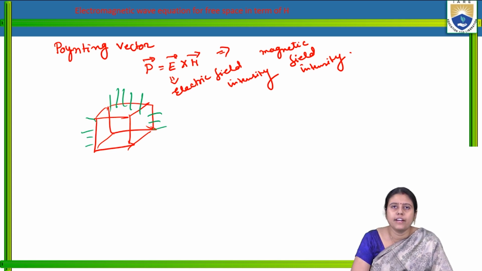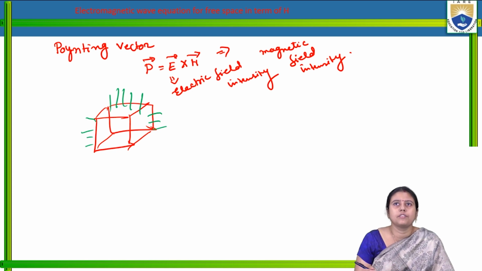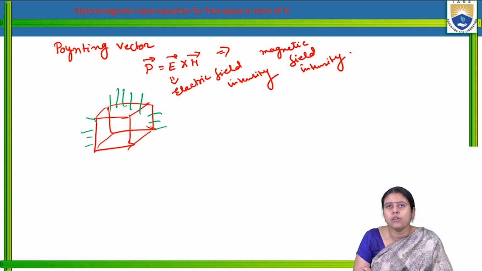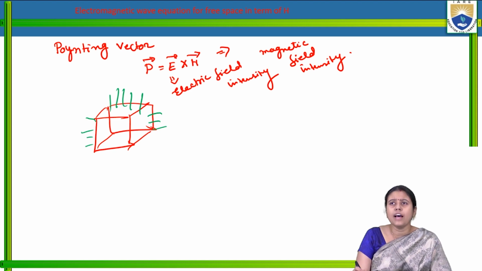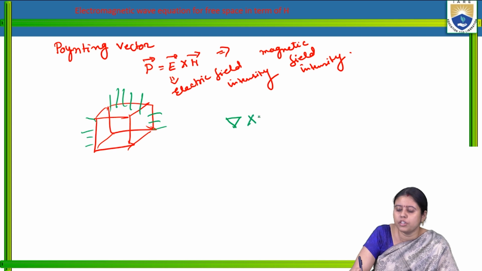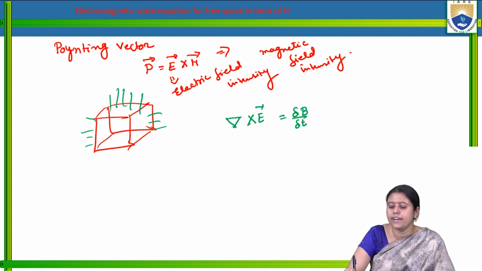The Poynting vector is very important in the case of the electromagnetic wave equation. Now, how do we prove the Poynting equation? The Poynting equation can be proved using Maxwell's equations again. In Maxwell's equations, we have grad cross E is equal to minus del B by del T.